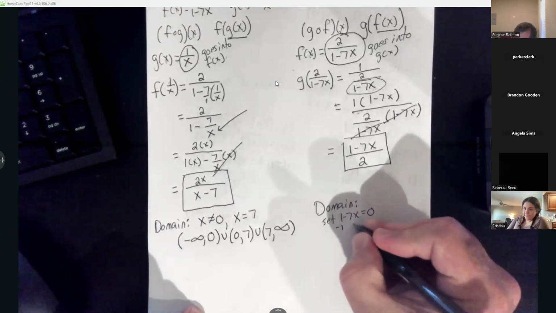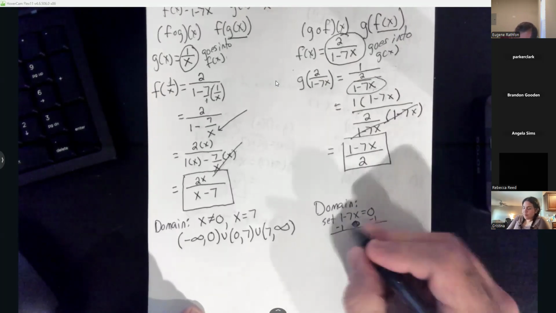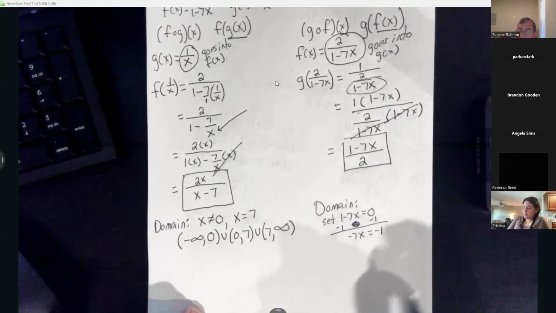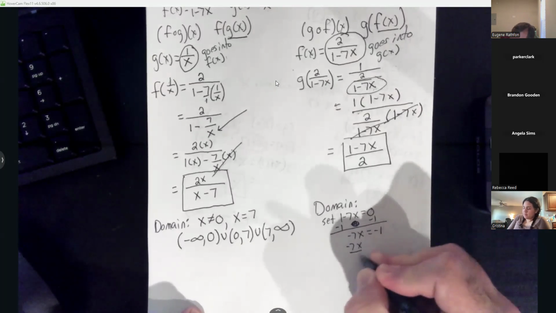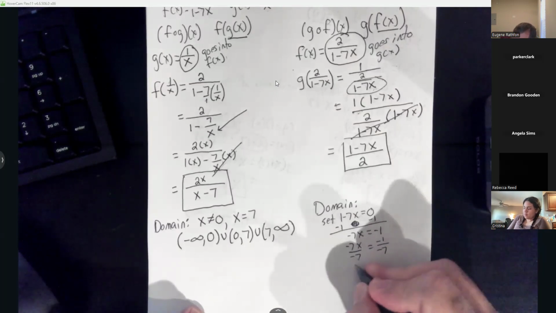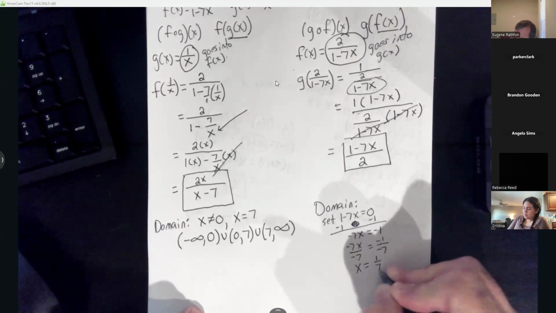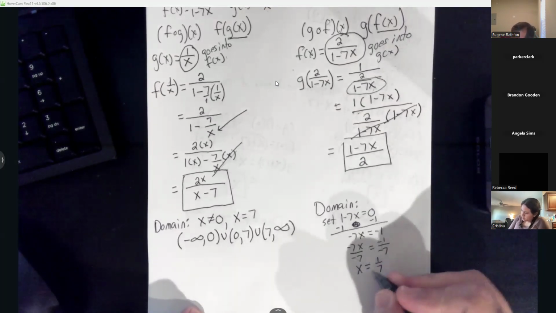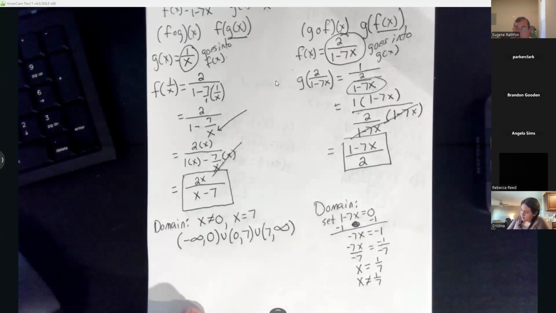So y'all are just going to subtract 1 from both sides. So I get my negative 7x equals negative 1. And then I'll divide both sides by negative 7. So that makes that an x, and then that's going to cancel, making that a positive 1/7. So at this moment, I know that my x cannot equal 1/7.